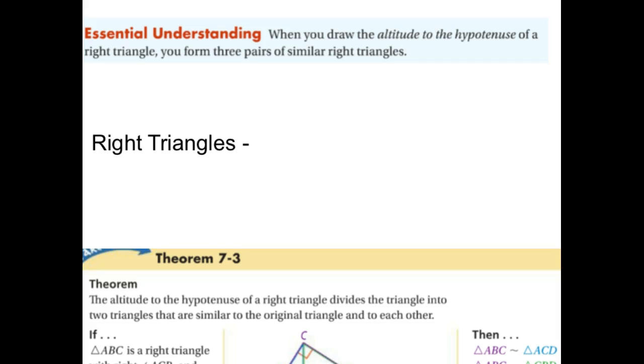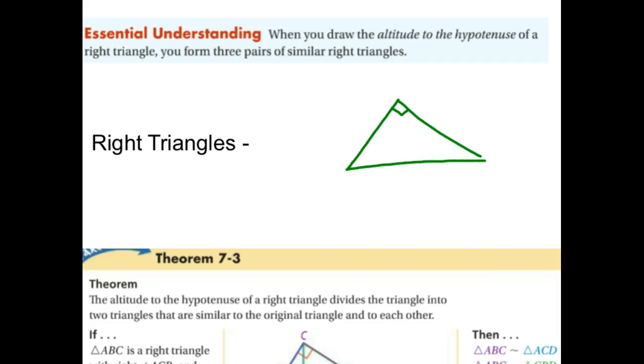So there's this thing you have to remember: when you draw the altitude to the hypotenuse of a right triangle, you actually form three pairs of similar right triangles. So you might want to just sketch this part up here with me. Essentially today, we're going to be dealing with right triangles like this one.